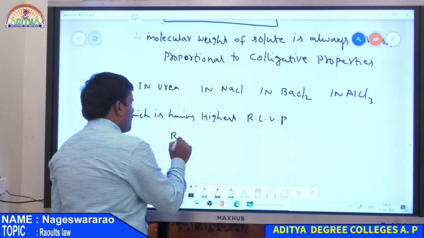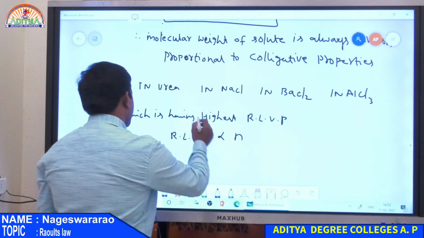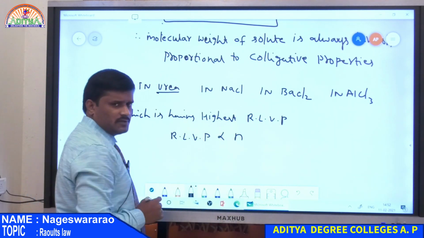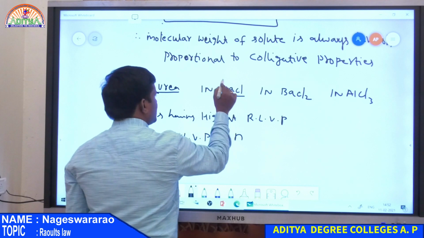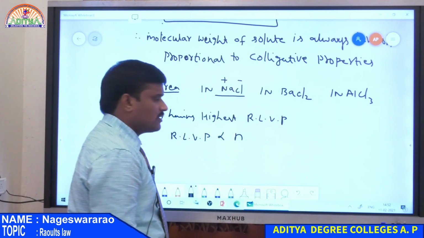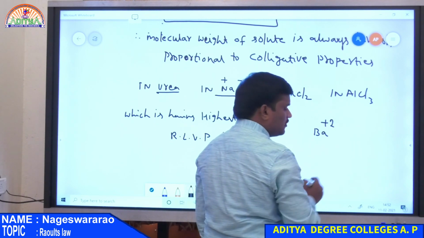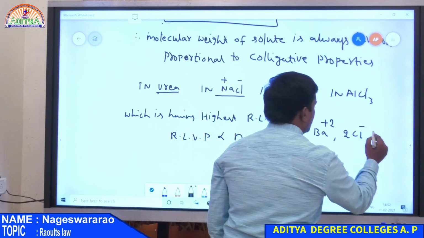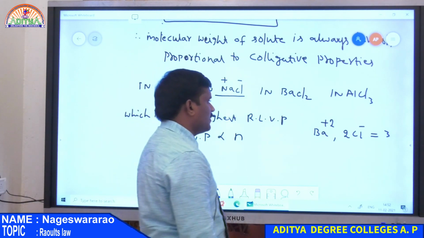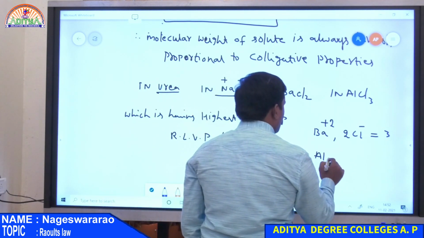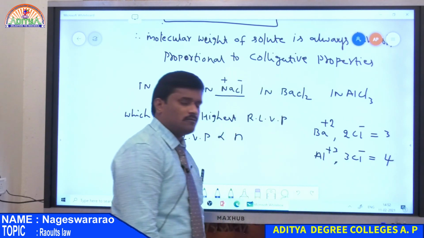So, RLVP is always directly proportional to number of moles. So here how many moles are there? Urea is only unimolecular, but NaCl is bimolecular, it is Na plus as well as Cl minus. Similarly, in the case of barium chloride, it is Ba plus 2 and 2 Cl minus. So totally there are 3 moles of ions, 1 mole of barium and 2 moles of chlorine. And in the case of the fourth example, Al plus 3 and 3 Cl minus. So total number of moles is equal to 4.